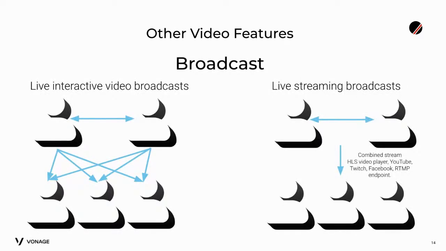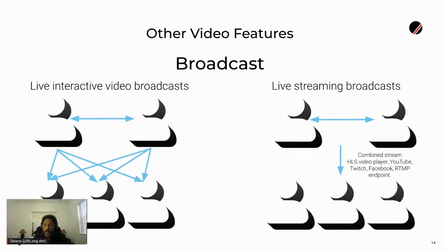Also, what I really like about the Video API is the broadcast feature. There are two different types of broadcasts. There's the live interactive video broadcast. Remember before, these two are publishing and subscribing to each other, so they're seeing each other's video. Other people can be part of the session but not publishing, and all they're doing is subscribing to each person's publishing.